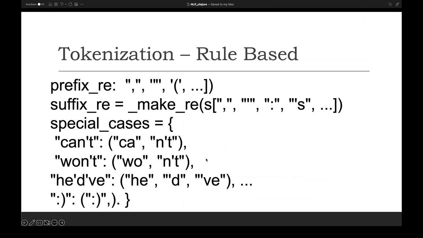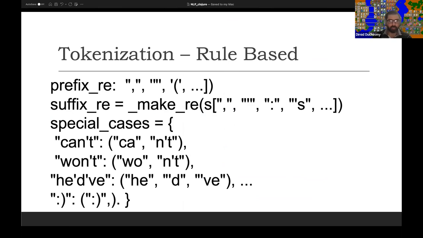So today I want to talk very briefly about two different approaches to tokenization. One is rule-based. Basically, if you see a comma or a colon, or an apostrophe followed by S and so on, it uses it as a suffix and handles special cases such as can't, won't, and so on. This basically comes from the very first version of spaCy.